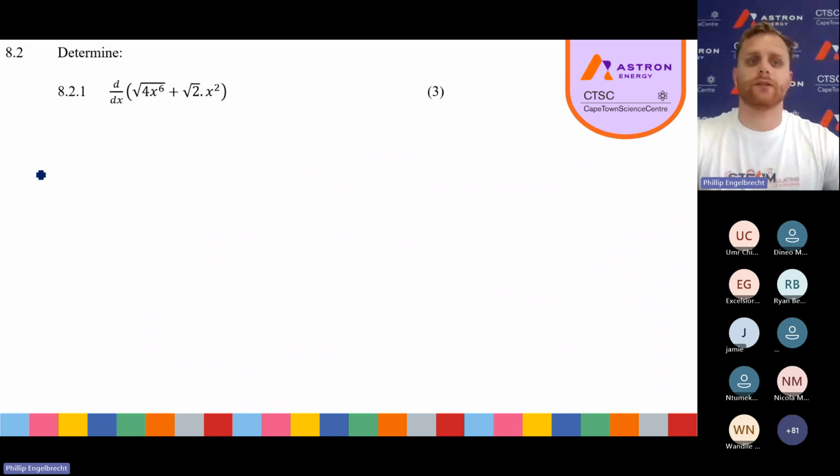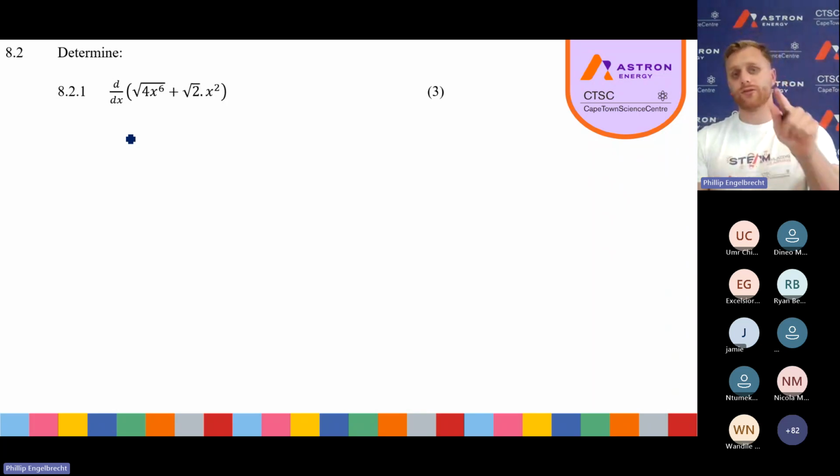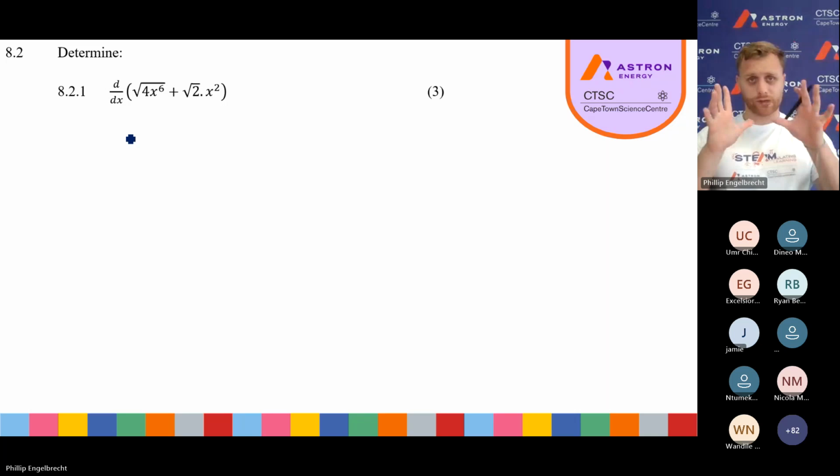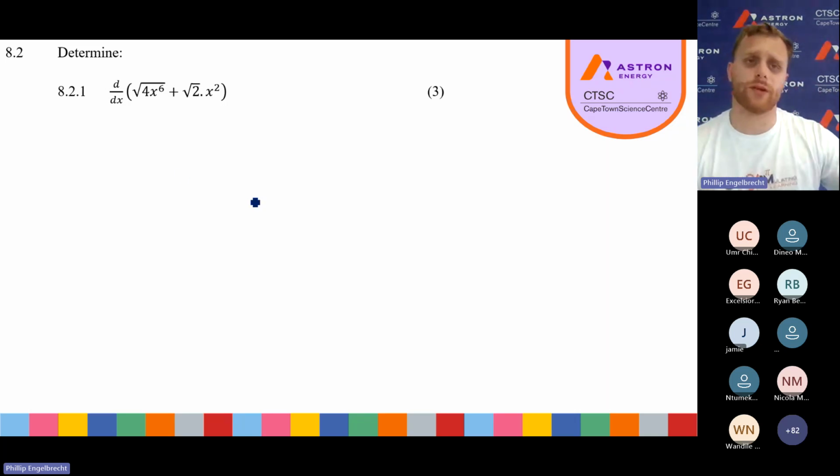8.2 says, determine the first derivative of the square root of 4x to the power of 6 plus the root of 2 times x squared. So, when solving this and you see these ugly signs, your first step is to simplify this. Get rid of the square roots. If x is in the denominator, get rid of that, guys, and simply try and neaten this up. So, I'm going to first do that. So, the first step is to neaten it up.